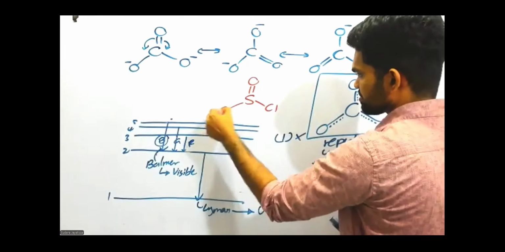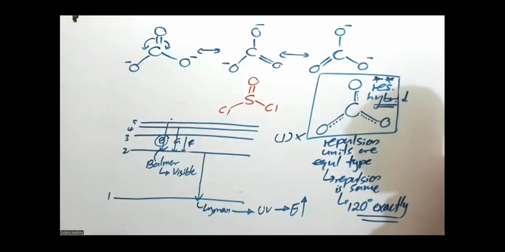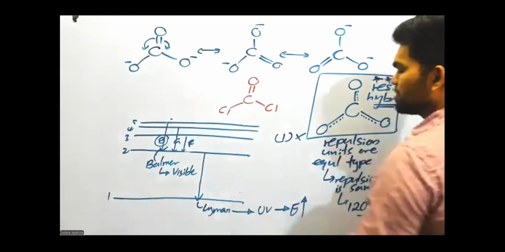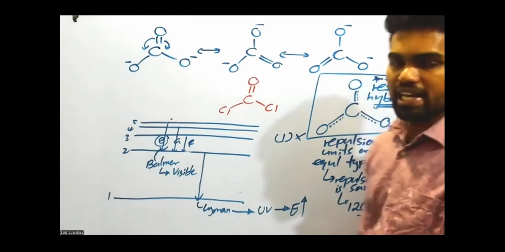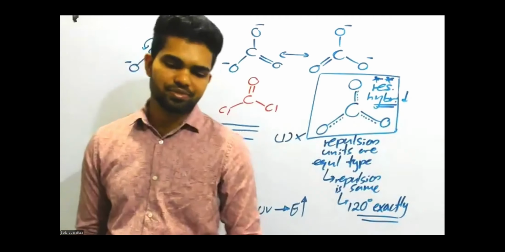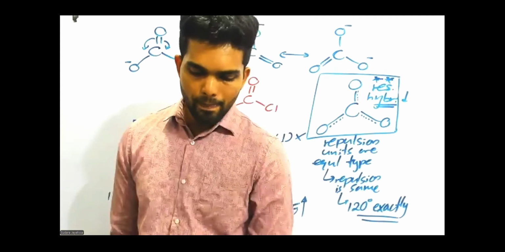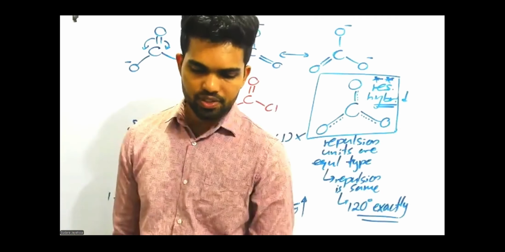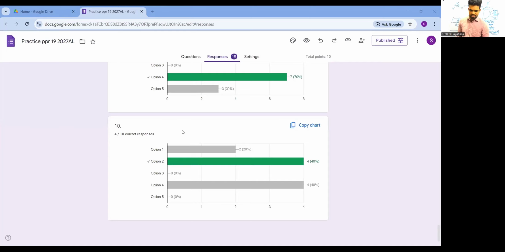Understand? Not about the trigonal plane, but look at this one. COCl2. This is also trigonal planar or no? But bond angles are not equal. So telling trigonal planar is not an explanation. Okay? So the answer is answer 2. Some of you have selected answer 4, 1 also. I think because of that mistake.